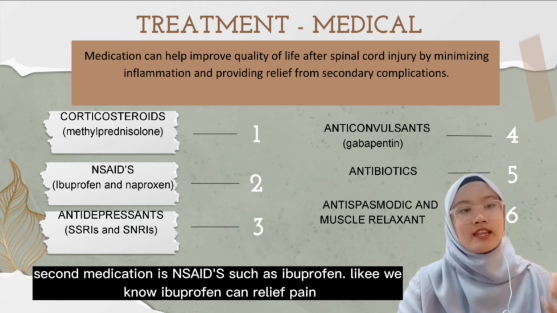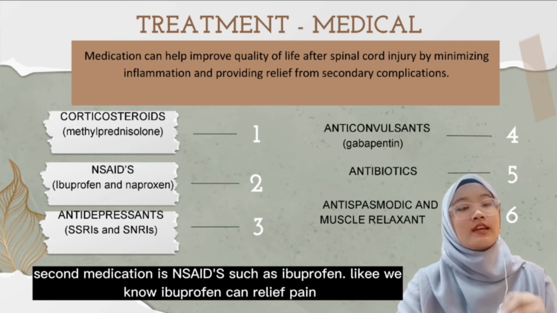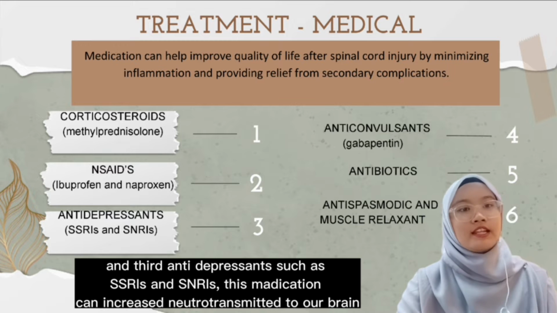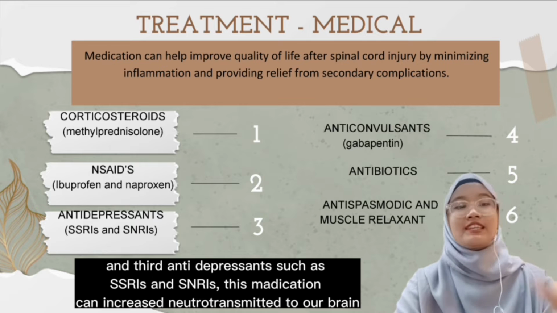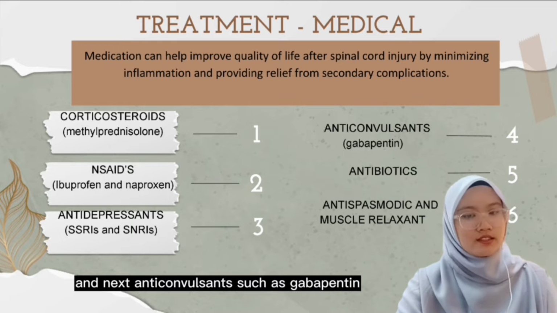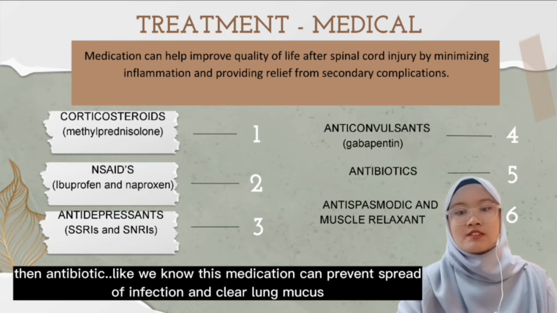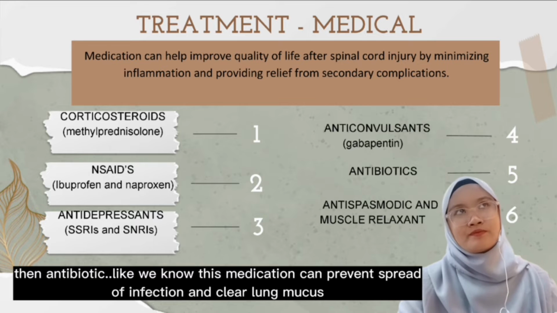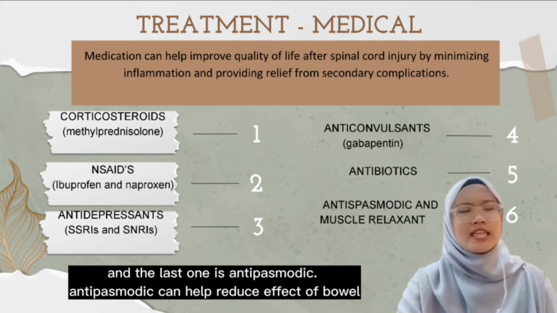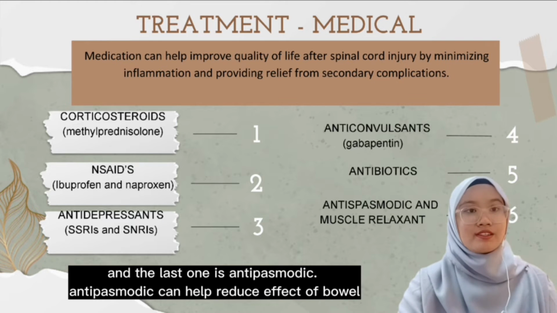Second medication is NSAIDs like ibuprofen. Like we know, this medication can help relieve pain. And the third, antidepressants such as SSRI and SNRI. This medication can increase neurotransmitters in our brains. And next, anticonvulsant such as gabapentin. Then antibiotic, like we know, this medication can help prevent spread of infection and can help clear the lung mucus. And the last one is antispasmodic. Antispasmodic can help reduce the effect of spasms.